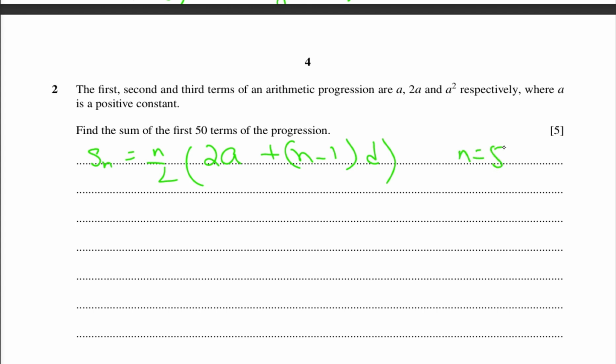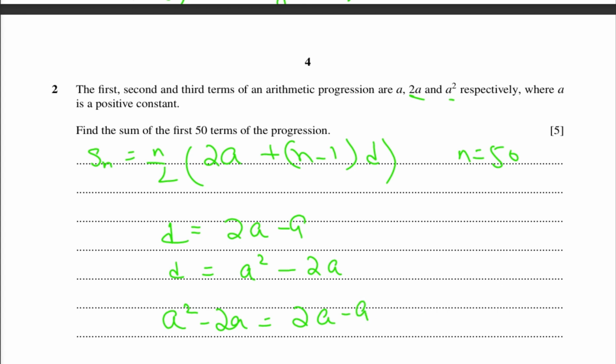So n is equal to 50, and the first term is a, the second term is 2a, the third term is a square. So we can write the difference d is equal to the second term minus the first term, 2a minus a, and d is also equal to the third term a square minus the second term 2a. So here we have two equations, and now we can equate them: a square minus 2a equals 2a minus a.